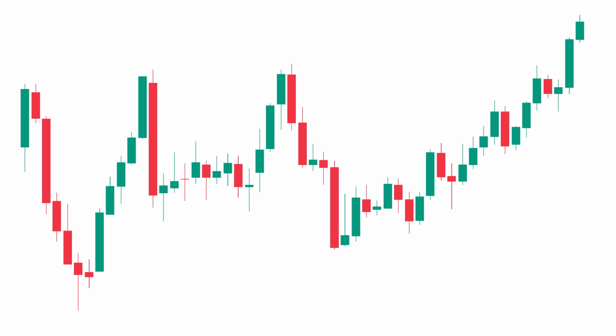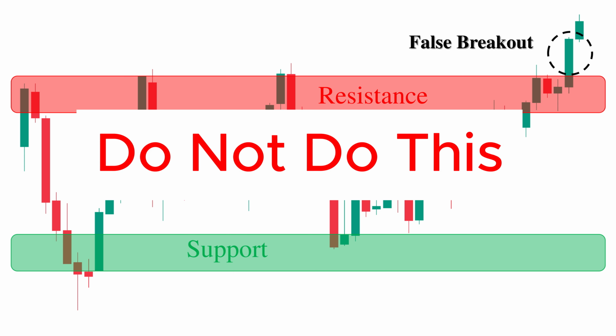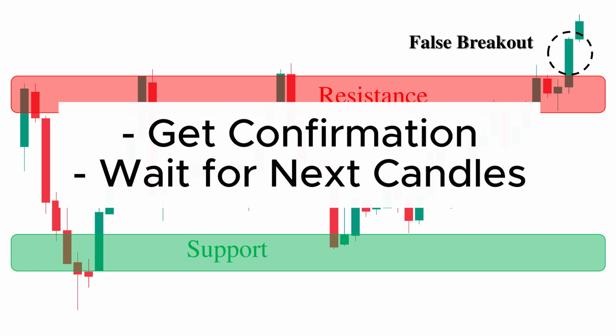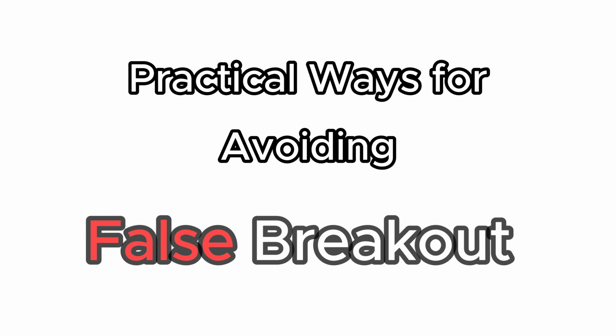Some traders, after seeing one candle break through support or resistance zones, immediately try to go for a long or short position. My advice is do not do this. When a candle breaks the resistance zone, try to get several confirmations and wait for the next candles. If the next candles meet your qualifications, then try to go for a long position. Also, 70% of the time when price breaks the support or resistance zones, it is a false breakout. There are some practical ways to avoid false breakouts.